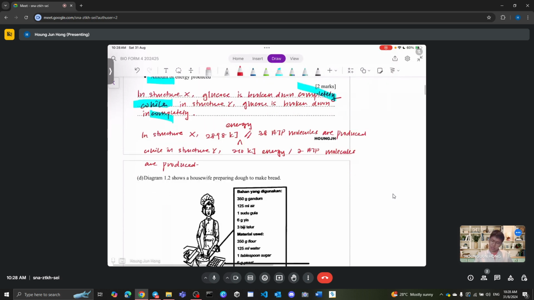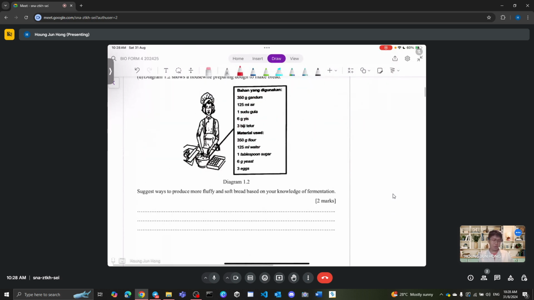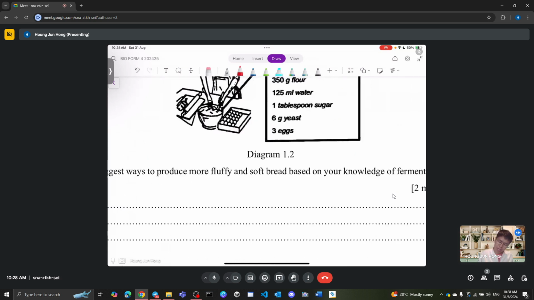The final question is basically about this. A very kebab question. They ask you how to make it more fluffy and soft. If you remember, how come a bread can become fluffy and soft? It is due to carbon dioxide. So you can probably link to carbon dioxide.